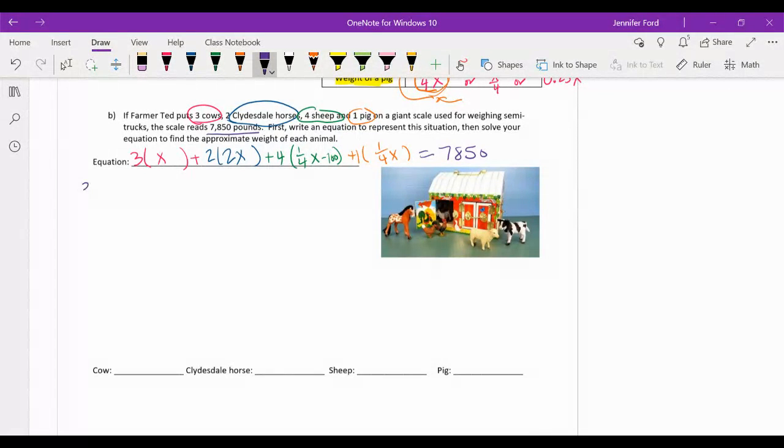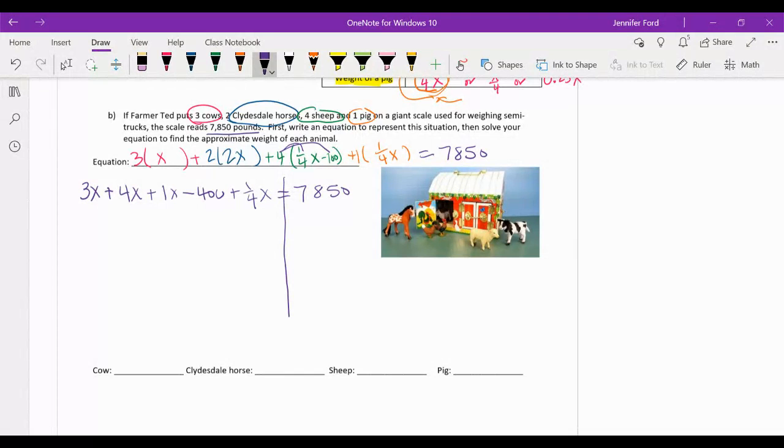So 3 times x is 3x. 2 times 2x is 4x. This one, 4 times a quarter, is 1. So that's going to be plus 1x. And then distributive property, I have to do it for both. Oh, that's a negative 100. So I'm going to be minus 400. And then 1 times a quarter is plus 1 quarter x equals 7,850. All right.